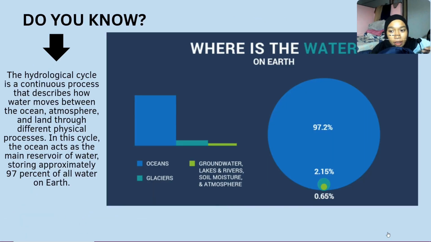Do you know where the water on the earth is? The hydrological cycle is a continuous process that describes how water moves between the ocean, atmosphere, and land through different physical processes. In this cycle, the ocean acts as the main reservoir of water, which stores approximately 97% of all water on the earth.